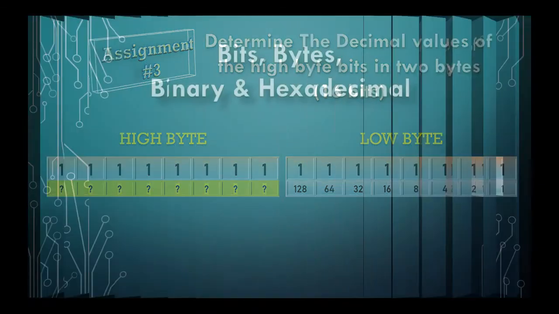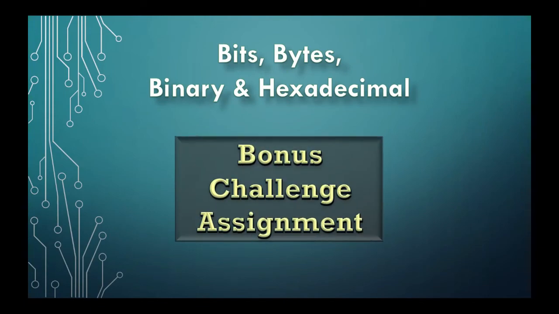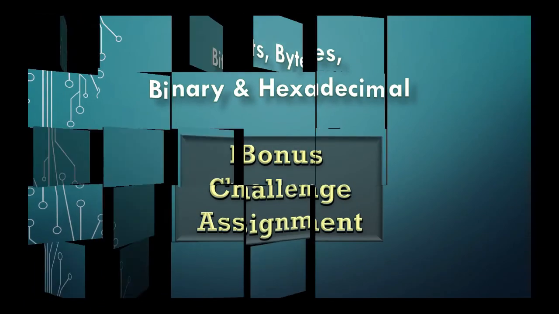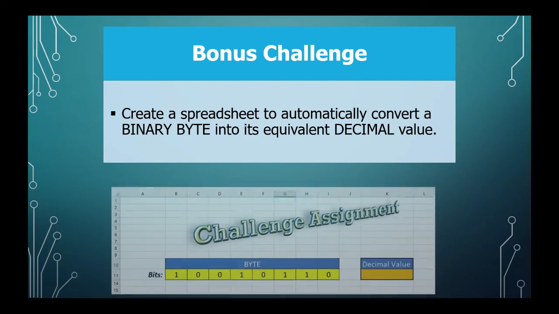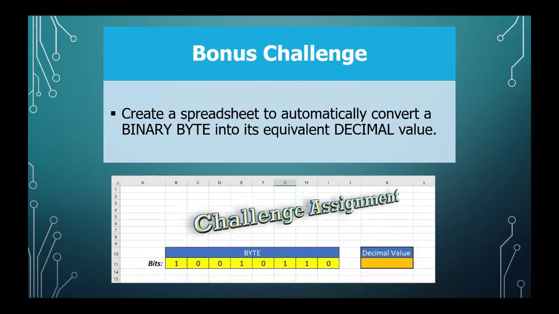Now those of us who are feeling particularly enthusiastic can go ahead and try this bonus challenge assignment, which is create a spreadsheet to automatically convert a binary byte into its equivalent decimal value. Now, if you're familiar with Excel spreadsheets or other spreadsheets, this should be quite simple for you. All we need to do again is to convert each individual bit within the byte to its equivalent decimal values and add those decimal values together to get our total decimal value of the entire byte. So let's give this bonus challenge assignment a try and see what we come up with.